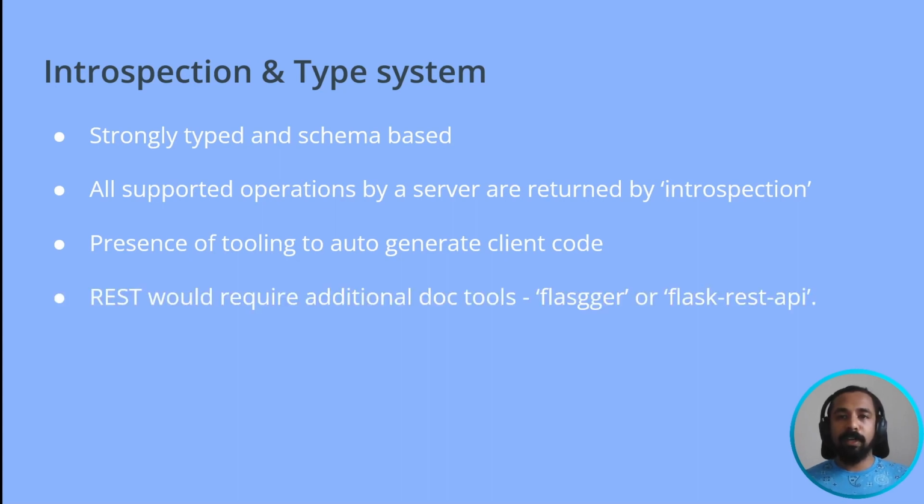Next, if we need to hand off our API server to the client, we need additional documentation tools. In the case of Flask, we can use Flasgger or Flask REST API libraries. But with GraphQL, it's built in. GraphQL development is centered around its schema and type system.